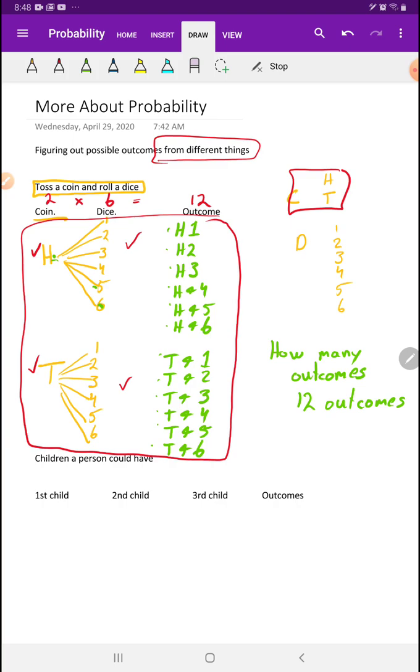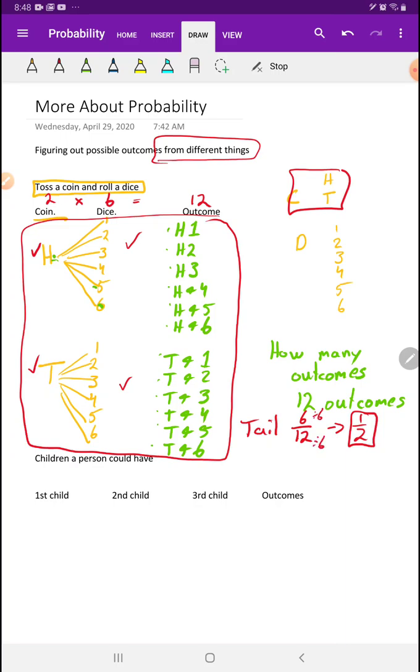Some other questions you could get asked about this is how many outcomes have tails? Well, 6/12 of your outcomes have tails. And remember what I said about simplest form? That means 1/2. That should be your answer. Not 6/12, but 1/2 because you divide this by 6 and you divide this by 6.